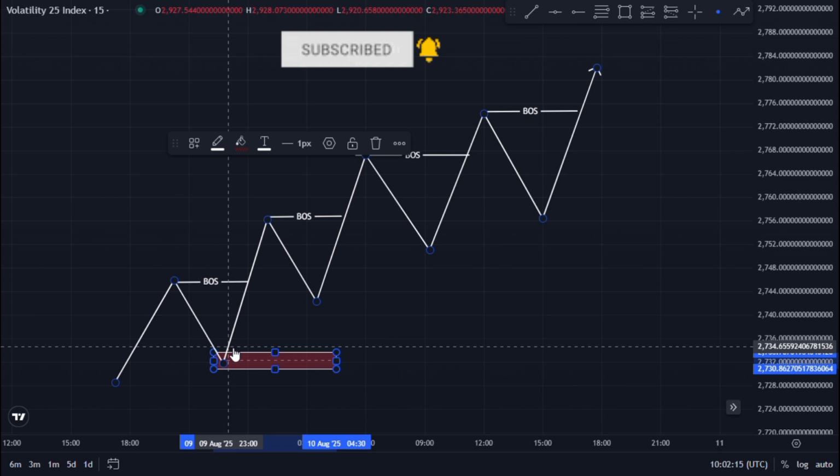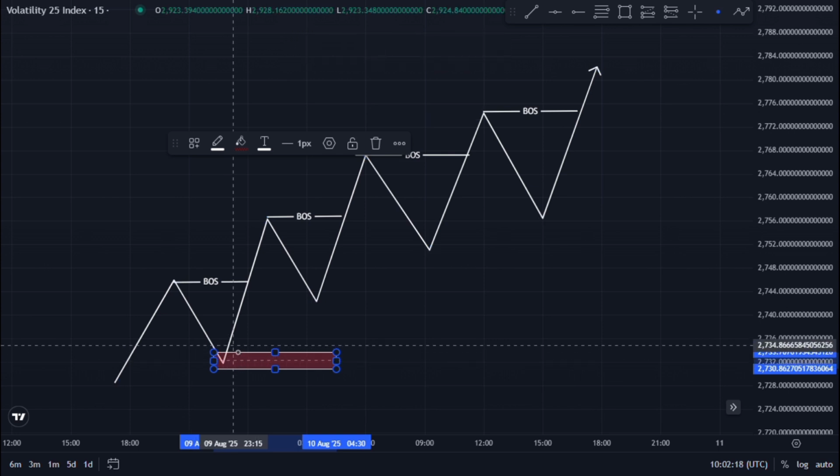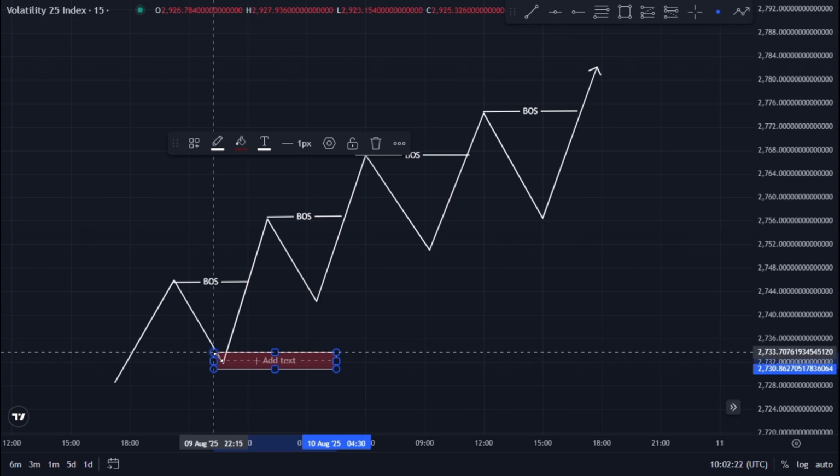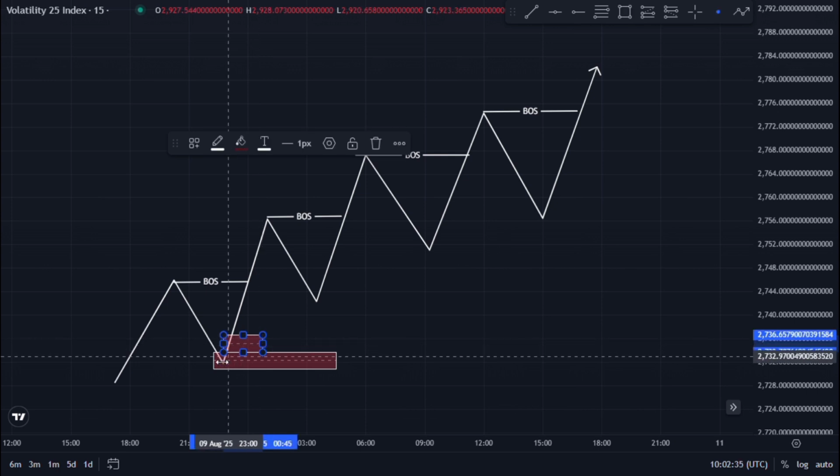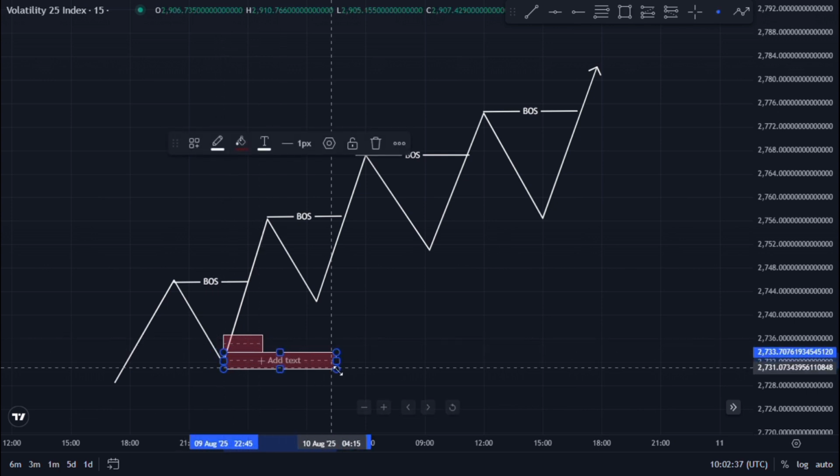I will show you guys point of entry later. Then we also have FVG. I will also show you guys FVG, fair value gap. When to take trade in these trade points. When to take trade in FVG, when to take trade in order blocks, when to take trade in point of entry.